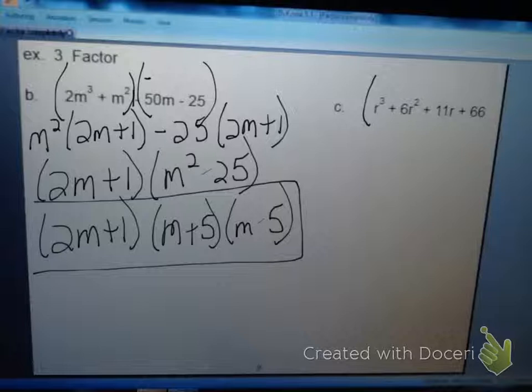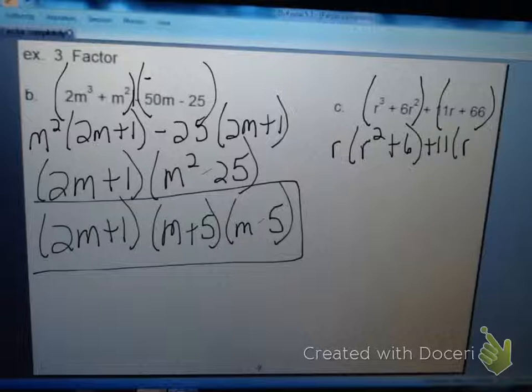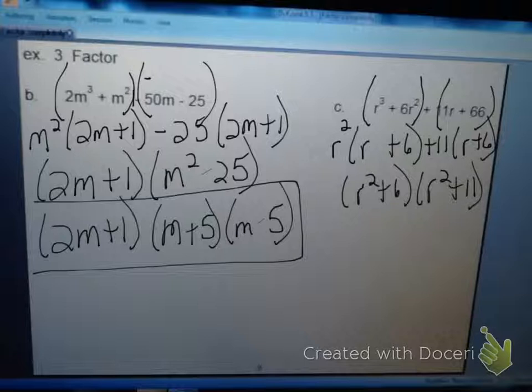Example 2, I don't have a GCF, so I'm just going to go directly to factor by grouping. I'm going to factor out an r and get r squared plus 6. And then I'm going to factor out an 11 and get r. Oh, wait a minute. My GCF should be an r squared right here. Sorry. Going too fast. And I get r plus 6. So now it's r squared plus 6 times r squared plus 11. Now, both of these are prime. So I am done.